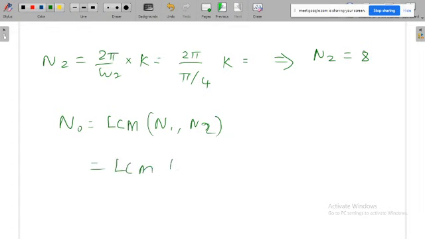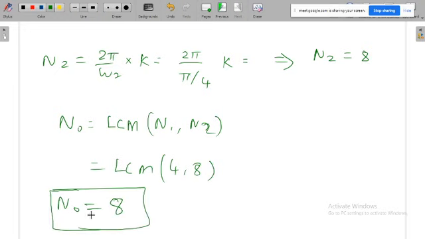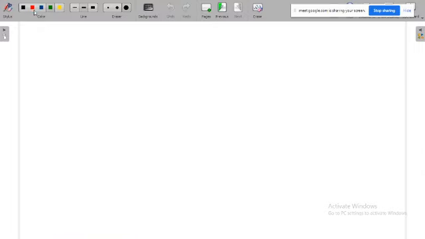Okay, LCM of 4 comma 8. So again the period of the signal is 8. Okay, and next question, x of n is equal to cos square of (2n minus pi by 3).